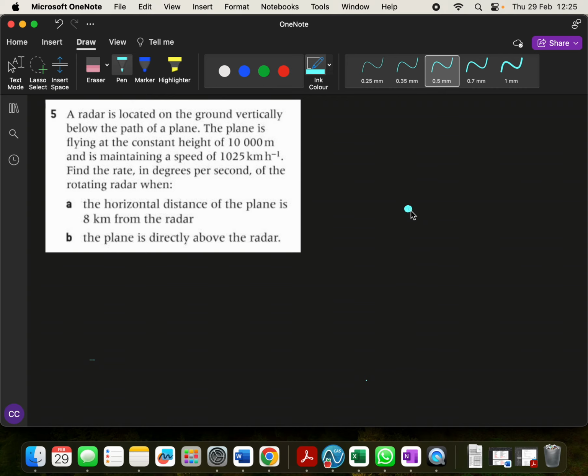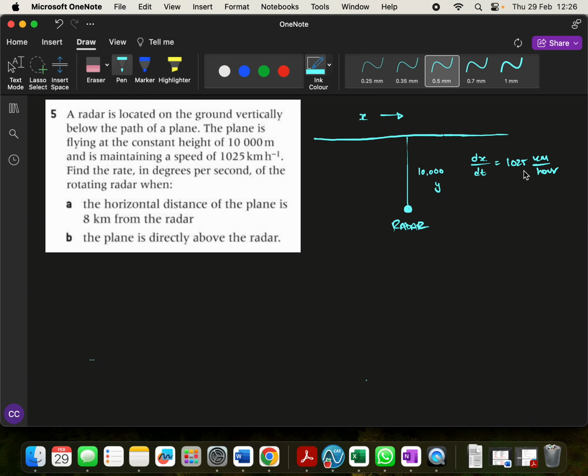Okay, so just to get a diagram, this is my radar. The plane is flying horizontally like that. We know that this height here is 10,000 kilometers, 10,000 meters, sorry. This is the x direction, which is what it's flying in. This is my y direction, just so we have that. So dx dt is 1025 km per hour.